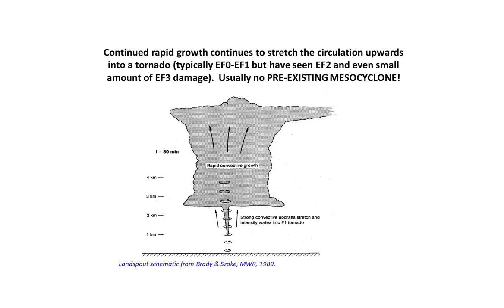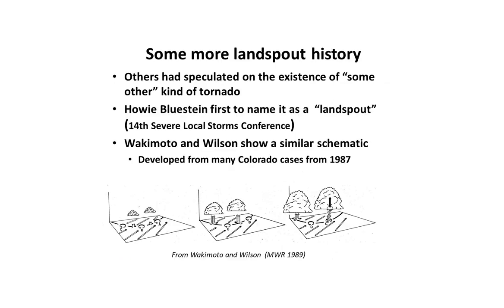Whereas in the supercell tornado, of course, the cloud itself has a lot of rotation, but how do you get that rotation at the ground? So much more tricky in supercells. So often these will have no pre-existing mesocyclone, which makes them hard to predict. Now, typically they are pretty weak, but we have seen EF2, and even one time in the Denver area, we had a little EF3 damage from a non-supercell outbreak.